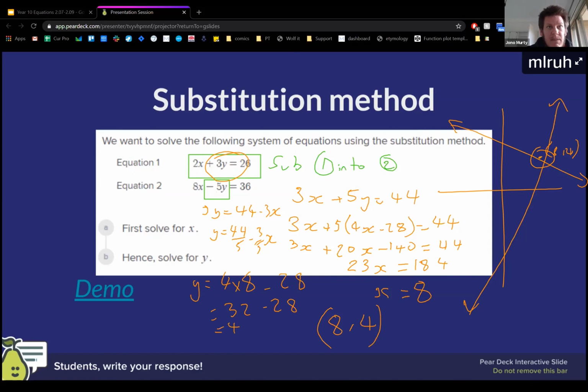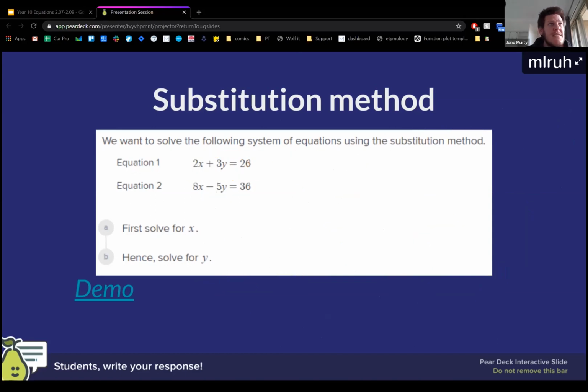Next one, clear. Again, please just let me know if you want me to go over something in slightly more detail. All right, substitution method again. Now this one is even trickier. We don't have either of our equations in terms of x or y simply. Easiest thing to do first, oh, they want to solve for x first.